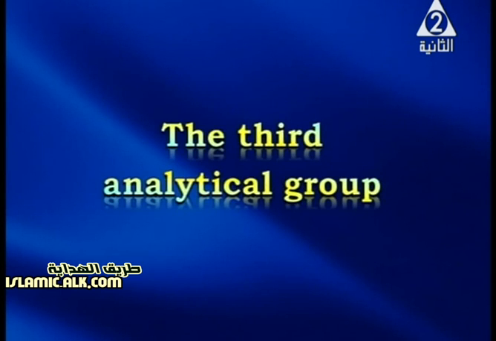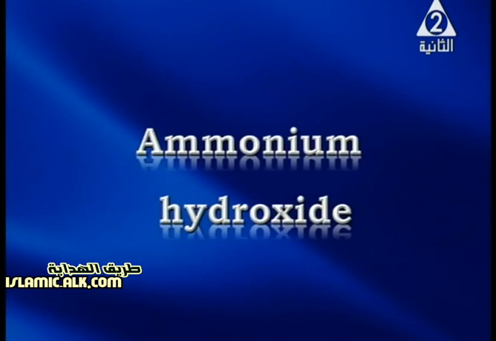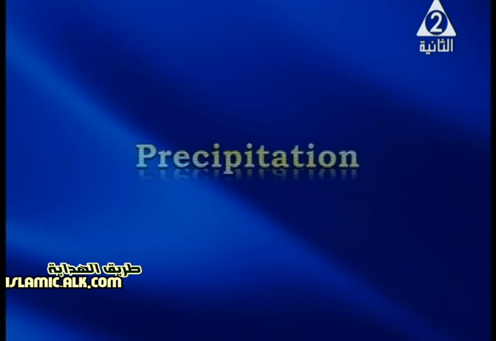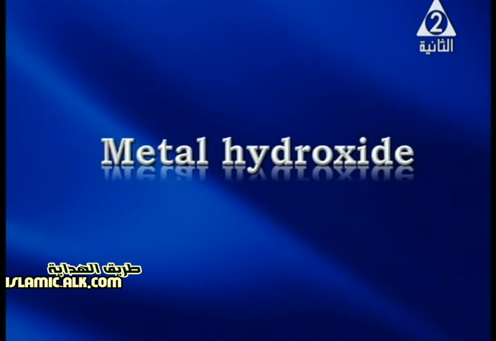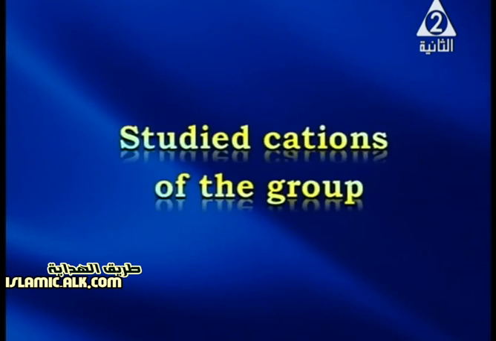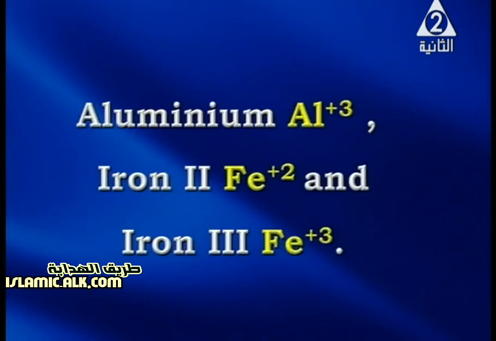The third analytical group. The group reagent here is ammonium hydroxide, which is the main test for this group. The precipitate here will be metal hydroxide. The studied cations of this group: aluminium ion, Al positive 3, iron 2, Fe positive 2, and iron 3, Fe positive 3.